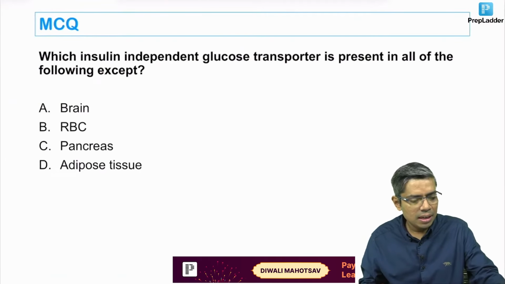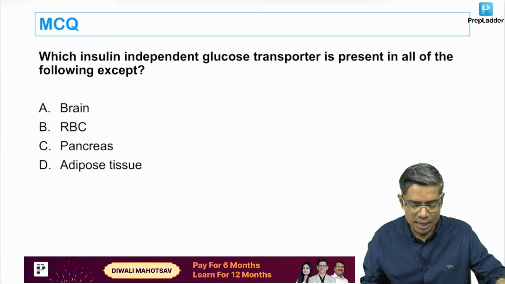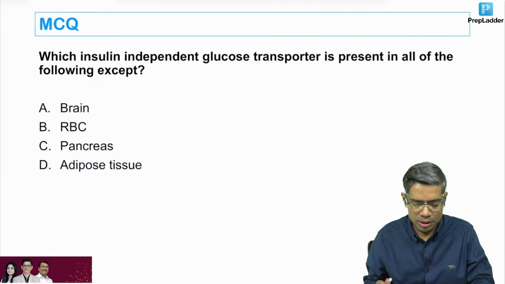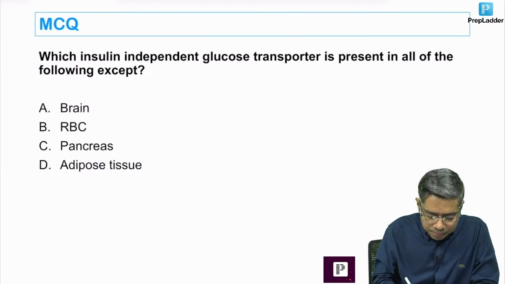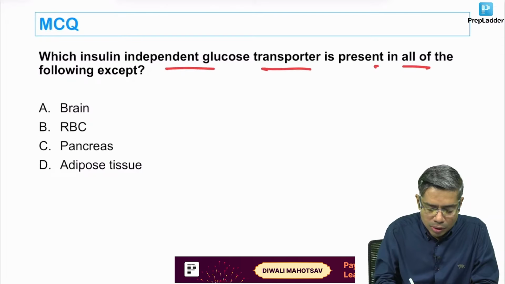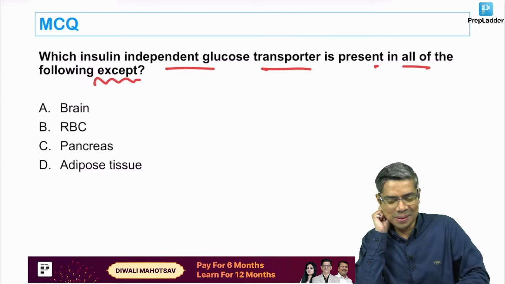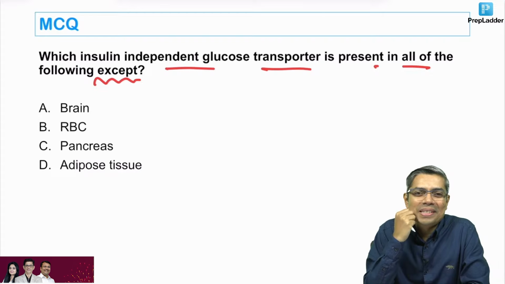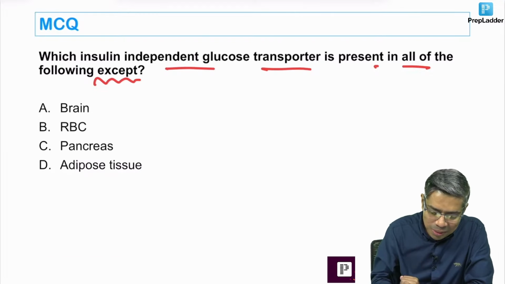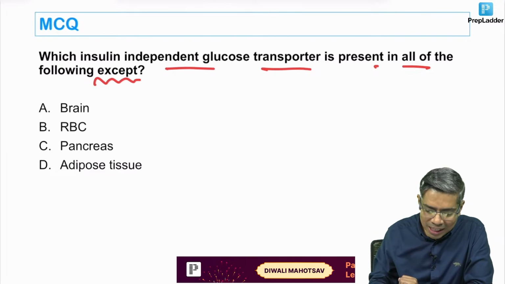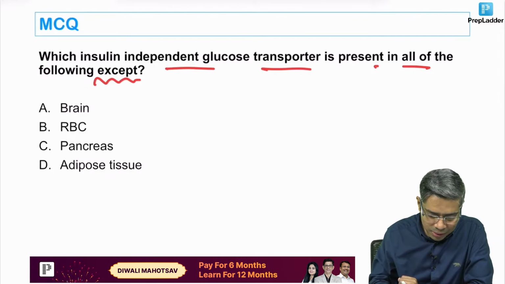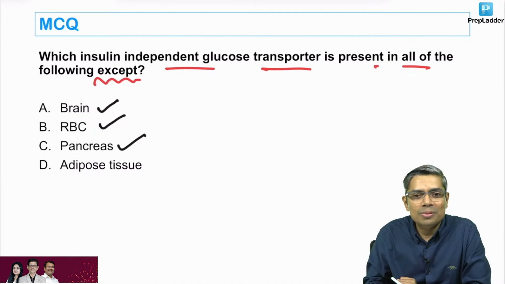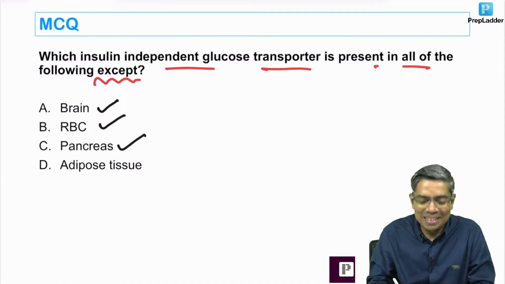The next question is again a memory-based question: which is an insulin independent glucose transporter? Whenever this is asked, you know that the glucose transporter is present in all tissues, except. Although this is a previous year question, when I looked at the options, brain is also independent, RBC is also independent, pancreas is also independent. So I thought, what is the problem with this question? Then I looked at the 'except'.